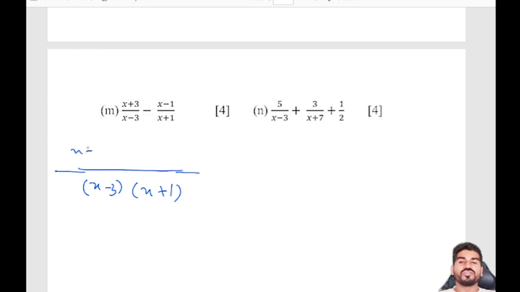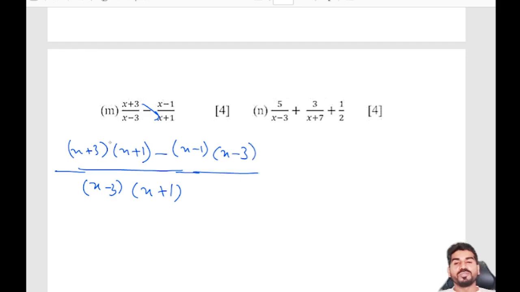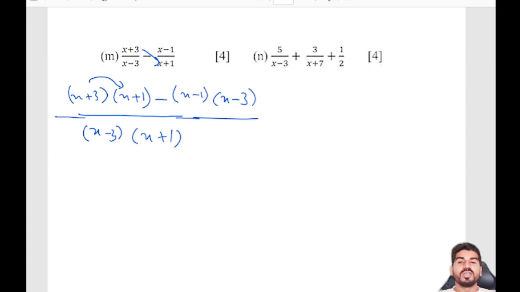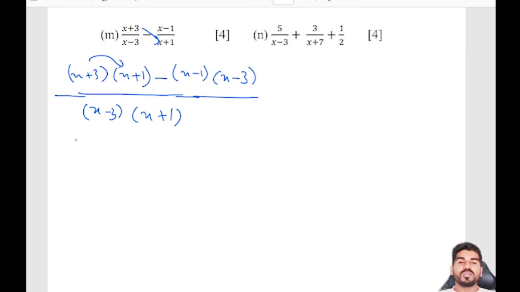So x plus 3 times x plus 1, and this will be by cross multiplying. Then there will be negative x minus 1 times x minus 3 by cross multiplication. Now we need to add these expressions. So x times x will be x squared, and x times 1 will be x. Then 3 times x will be 3x, and 3 times 1. And there will be a negative, so we need to put a bracket here, because we know that this negative will change the sign of all these terms.